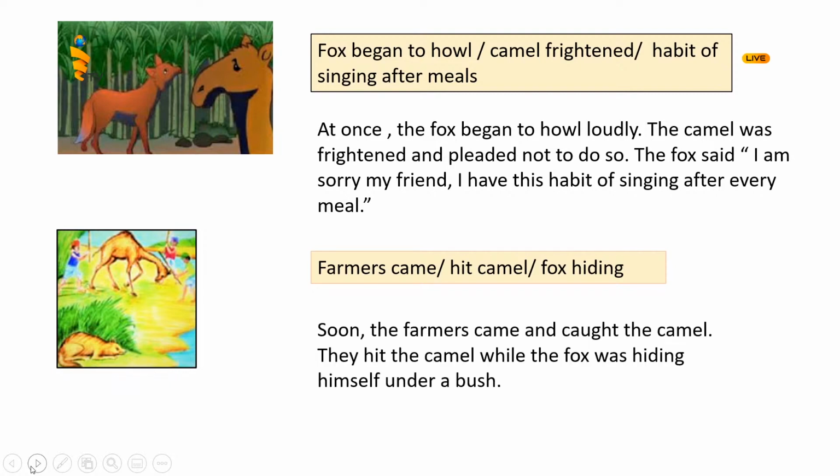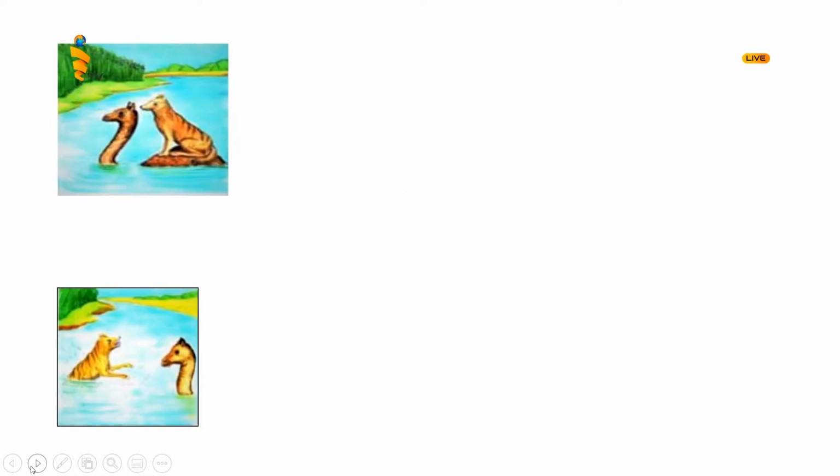Soon the farmers came and caught the camel. They hit the camel while the fox was hiding himself under a bush. Now what can you see in the next picture? Now the camel and the fox are going back.